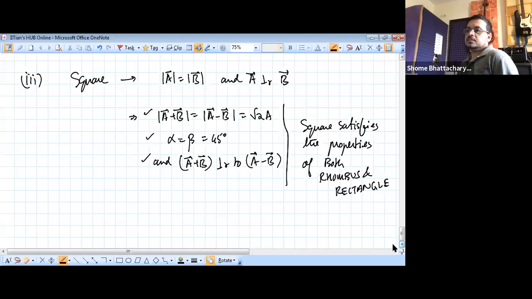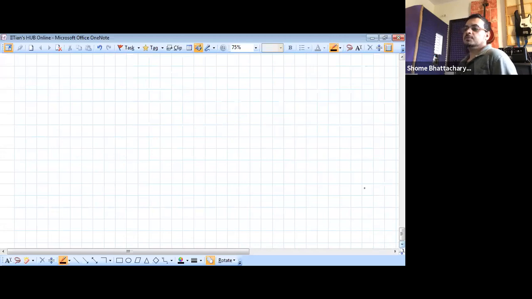Okay, so let us understand some questions now, or let's work out some questions where we can make use of this. But before that, this formula that we had, by the way, that if mod A is equal to mod B.